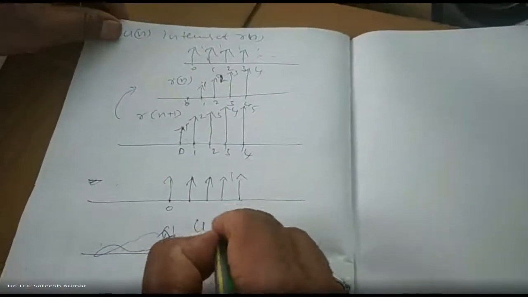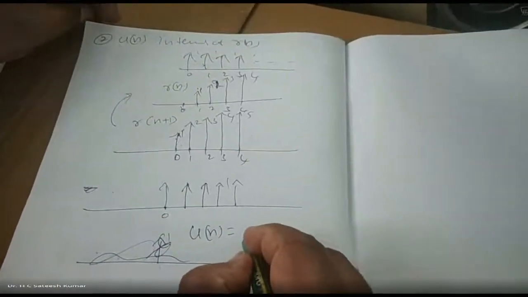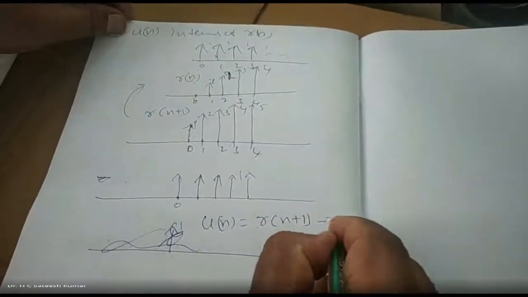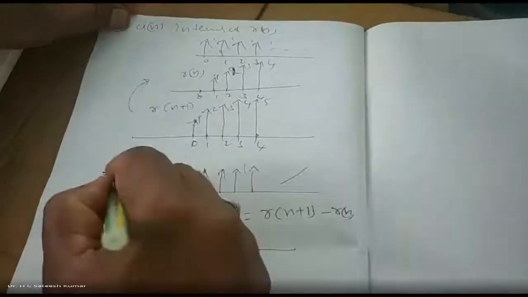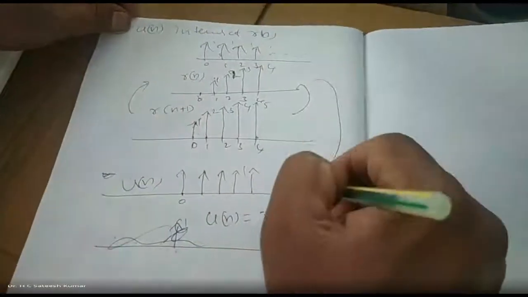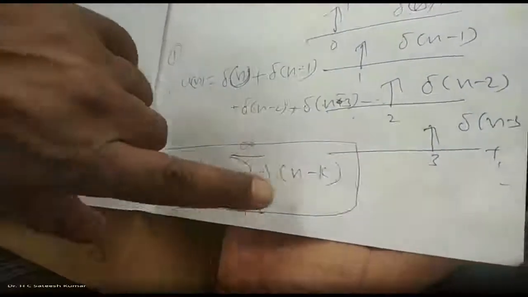So therefore, u of n is nothing but equal to r of n plus 1 minus r of n. If you subtract this one from this one, you will get u of n. Right? So we got u of n represented in terms of delta of n as well as r of n. Now use this relation now. That is the reason why I left out this one.